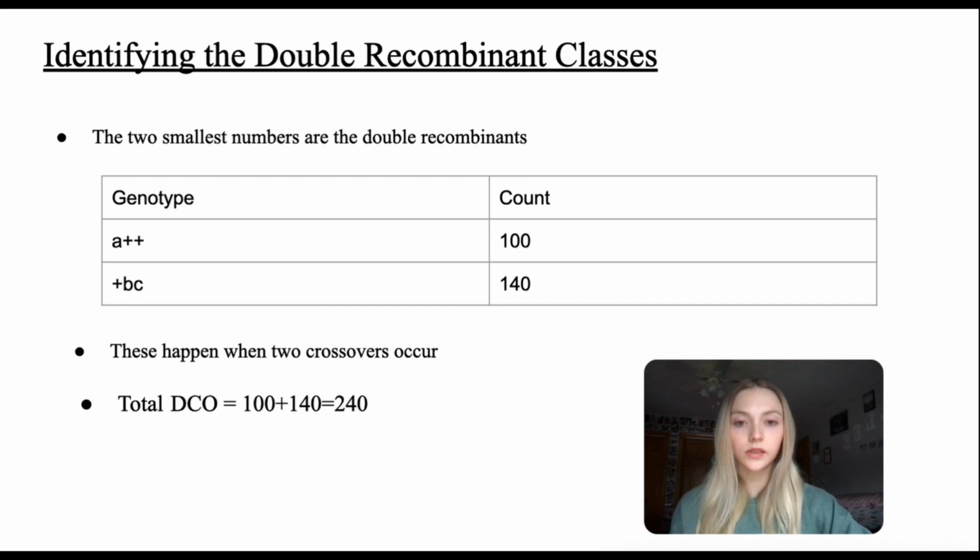Now we identify the double recombinant classes. These are the smallest numbers in the data because double crossover events are rare. The double recombinants are A++ with a count of 100 total offspring and plus BC with a count of 140 total offspring. Together they give a total of 240 double crossover offspring.